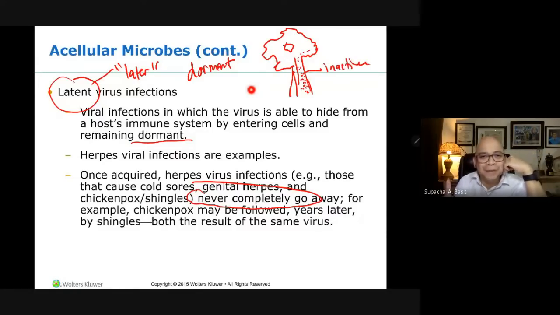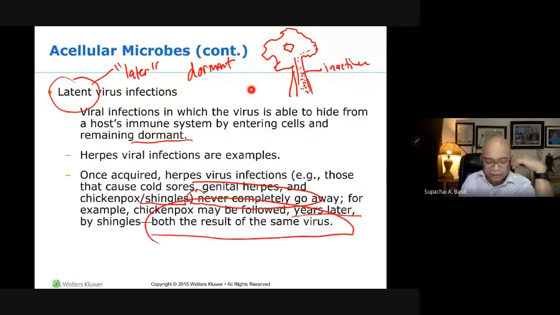So that's the reason why some people will have had chickenpox while they were young, and as they become adult, the virus becomes active once again, and it will reappear as shingles. So if I ask you, what is the latent infection of chickenpox? The answer is shingles. Even several years later, shingles are actually the result of the same virus because they never completely go away. So that's what we meant by latent virus infection.